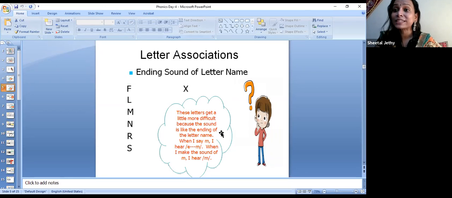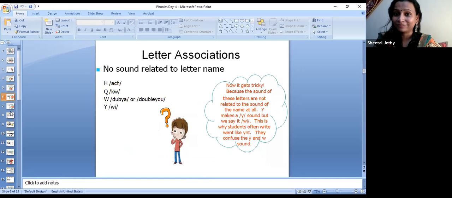L. That goes as E and L, as if the name of the letter L is ending the word, right? So these letters become a little tricky for the child. So F, L, M, N, R, S, and X. So all these letters, if you see, they get trickier because they sound like the ending of the letter name. Correct? Now let's move on to the next category.